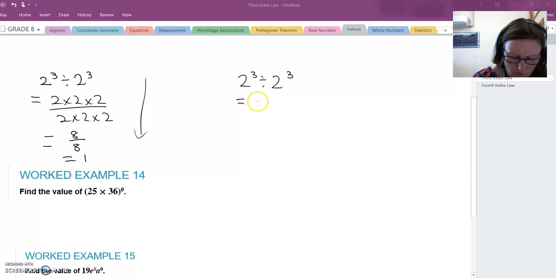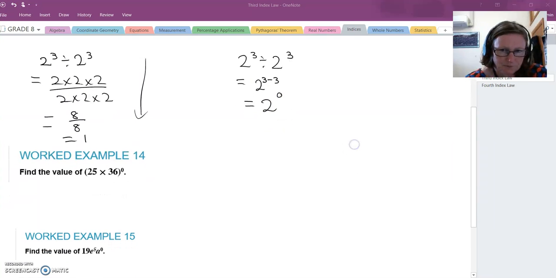If we use index law 2, the bases are the same and it's a division, so we subtract the indices. 2 to the power of 3, take 3, gives us 2 to the power of 0. So what we've got is the same sum done two different methods, and the answers look different.